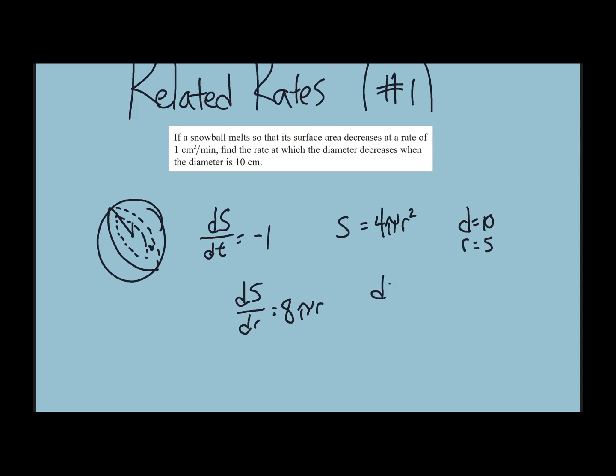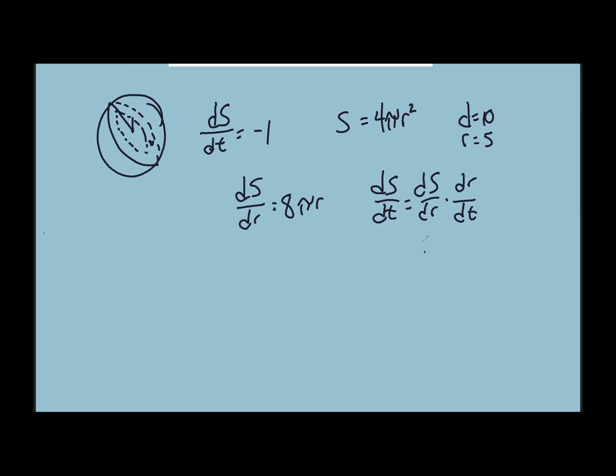But I can also say dS/dt is equal to dS/dr, and then try to fill in what would work here, which would be dr/dt, so that these would cancel. Yes, that'd be good, dr/dt. If these cancel, then these are equal, right? So this should work, and we have some of this. We know dS/dr, we'll plug that right in there. So let's say it like this: -1 for dS/dt equals 8 pi r for dS/dr times dr/dt.